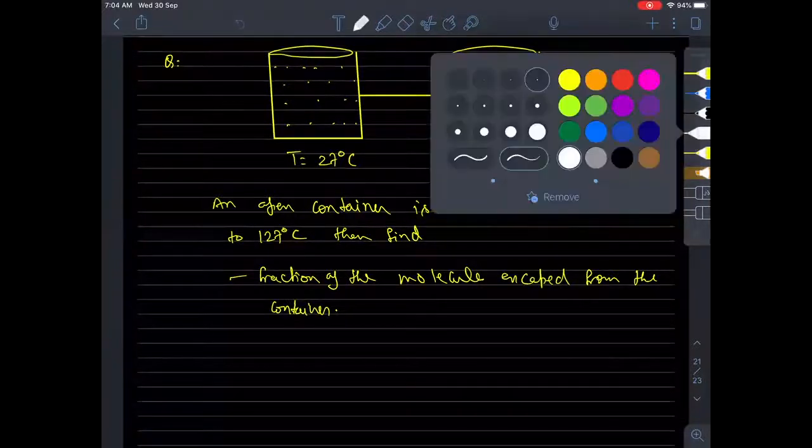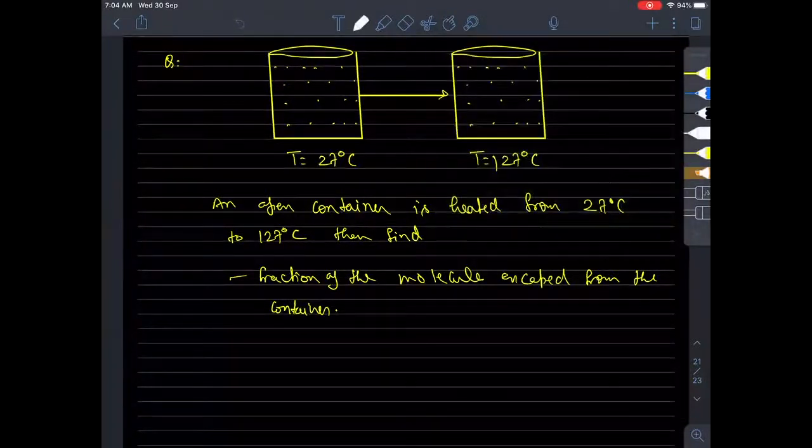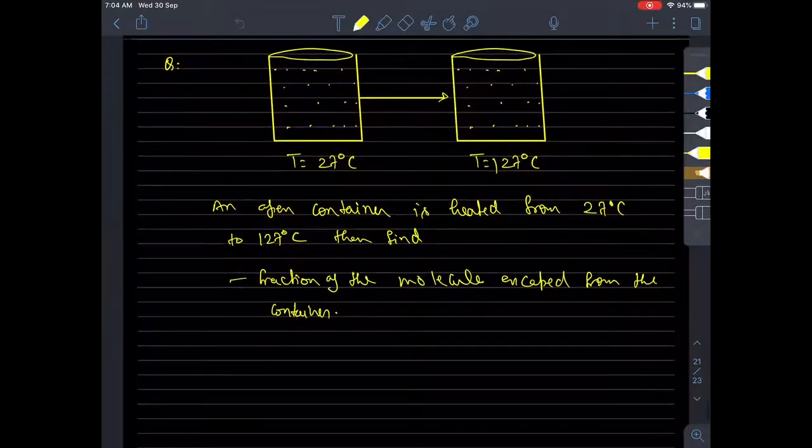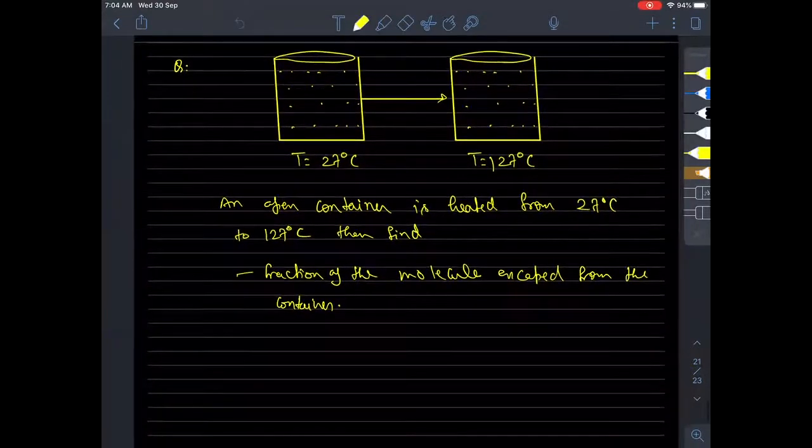So let me solve it. That was the question which I gave last time. So what are the constant things? If you look at the container very nicely, you will figure out the constant thing.